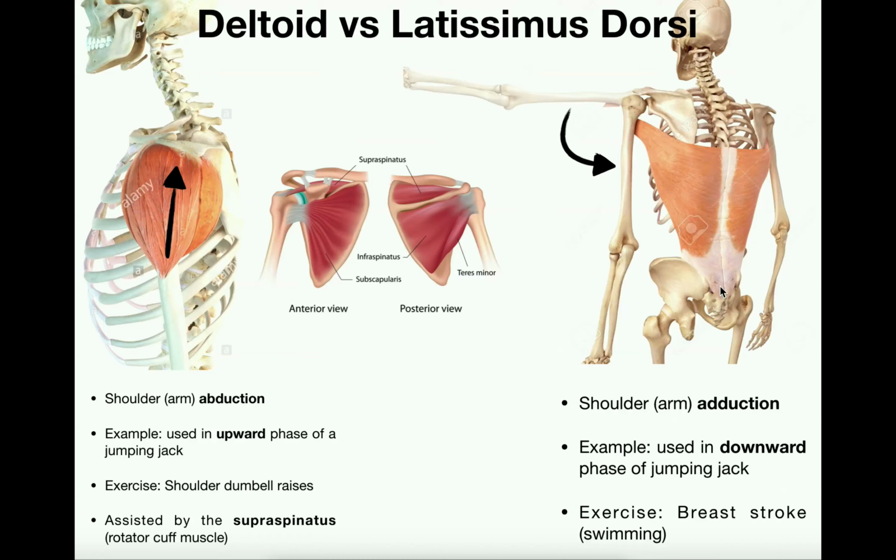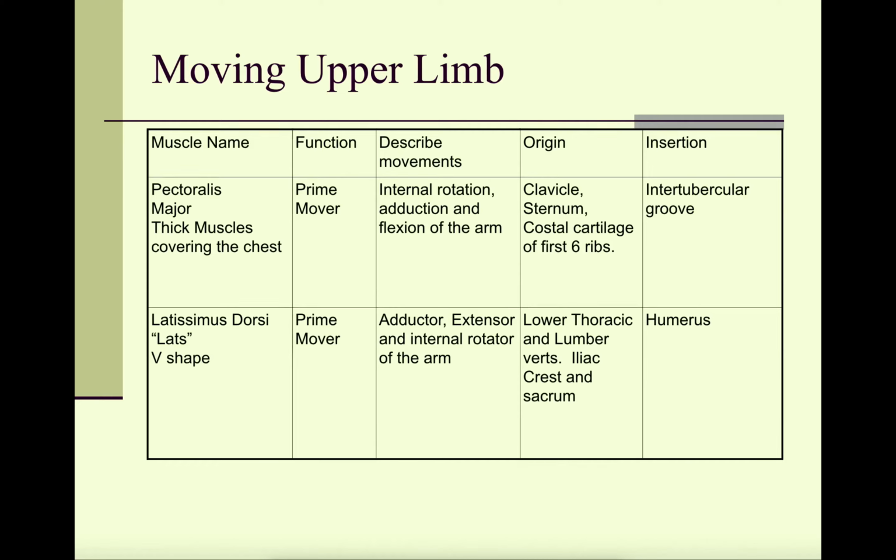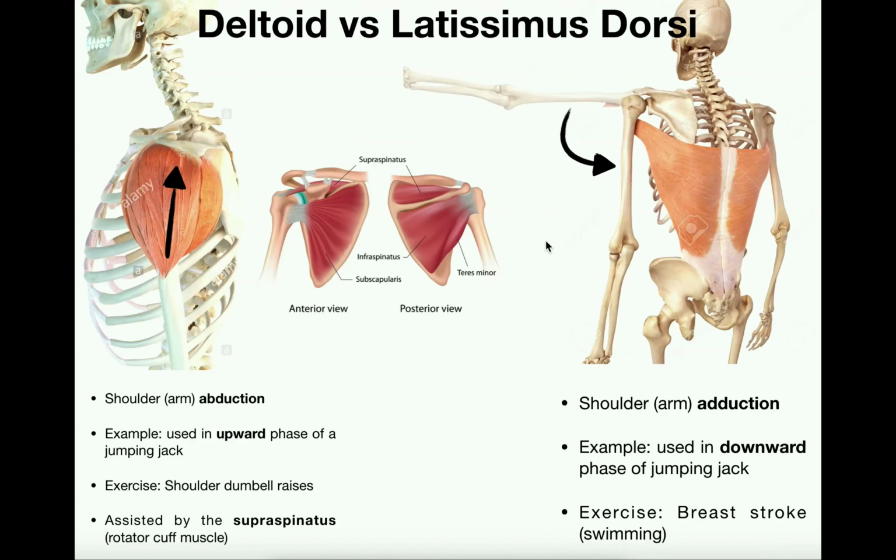Those are all attachment points because we have a very, very large origin, because we have an aponeurosis. That's typical of these kinds of muscles. And the insertion is just going to be the humerus. So hopefully that makes sense.